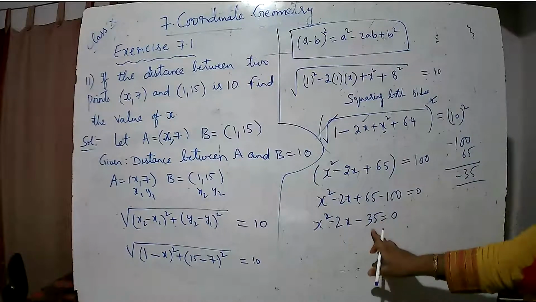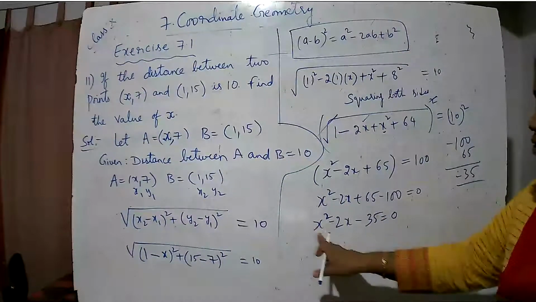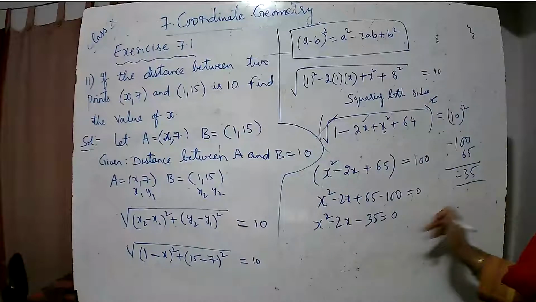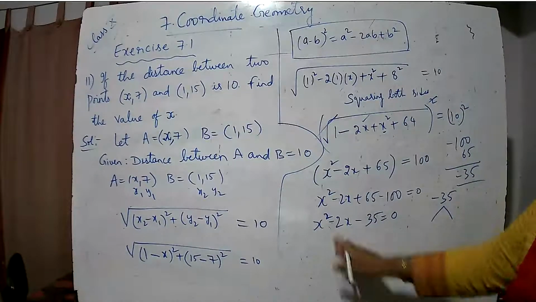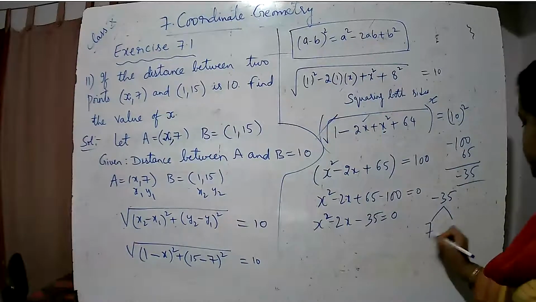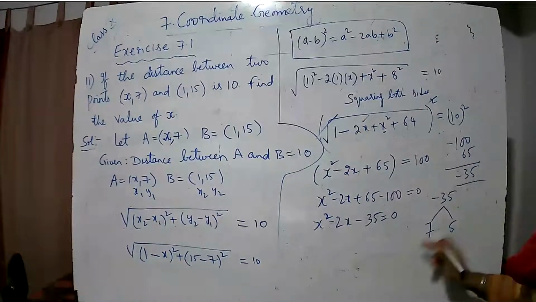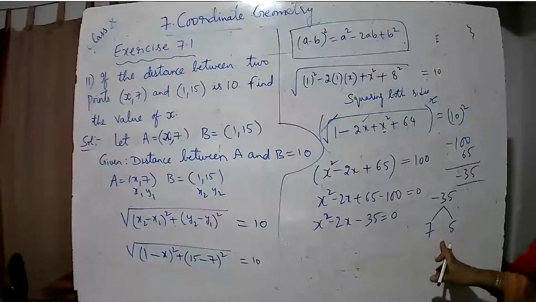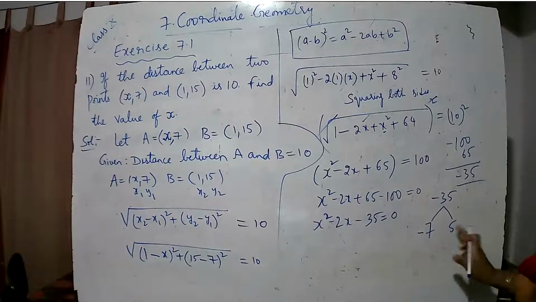Okay. Now you have to find the factors of this one. The coefficient before x square is 1. So 1 into minus 35 is minus 35. Write the factors such that the sum is minus 2. You can write it as 7 fives are 35. Here I want the minus sign, so the bigger number's sign should be minus. So minus 7 plus 5 is minus 2.